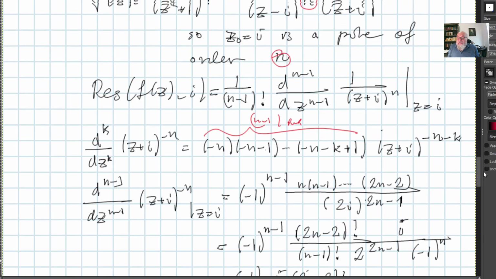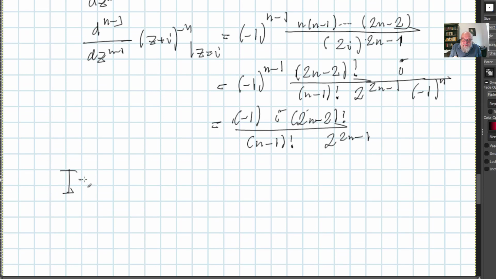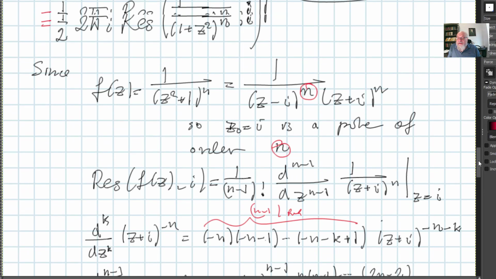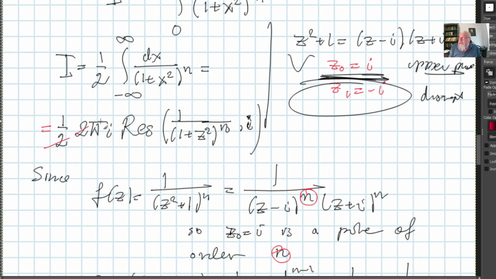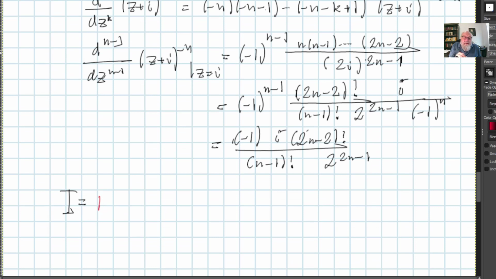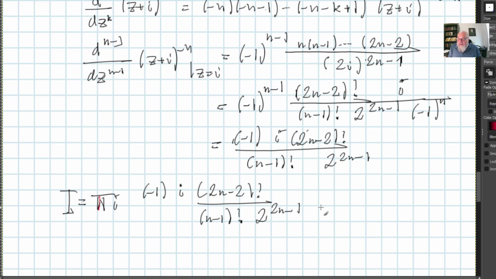Wow, okay, I can write the answer. The integral is equal to, let me write it down, pi i times the residue, which is minus 1 times i times 2n minus 2 factorial, divided by n minus 1 factorial times 2 to the power 2n minus 1. Now I see this is just 1, because i times i is minus 1, times minus 1 is 1.